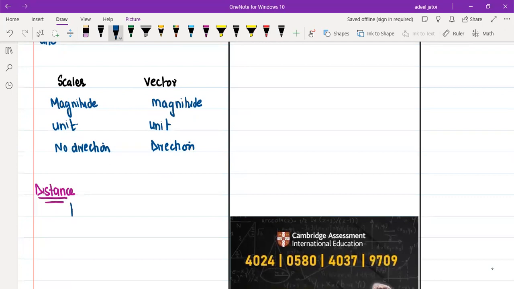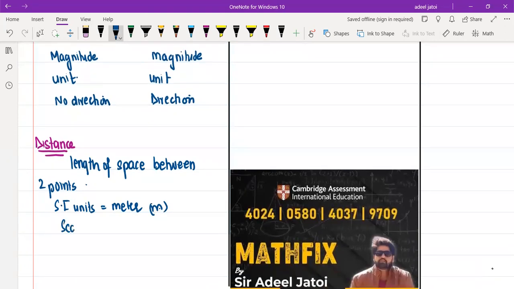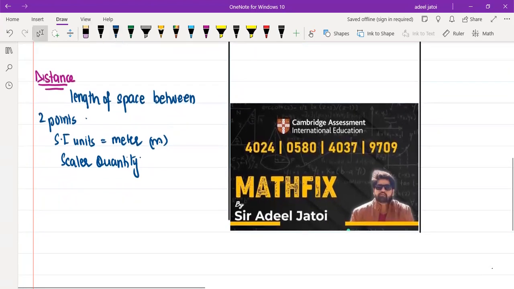It is the length of space between 2 points. The SI unit that is used for distance is normally meters, which is m, and distance is a scalar quantity. Distance is a scalar quantity.